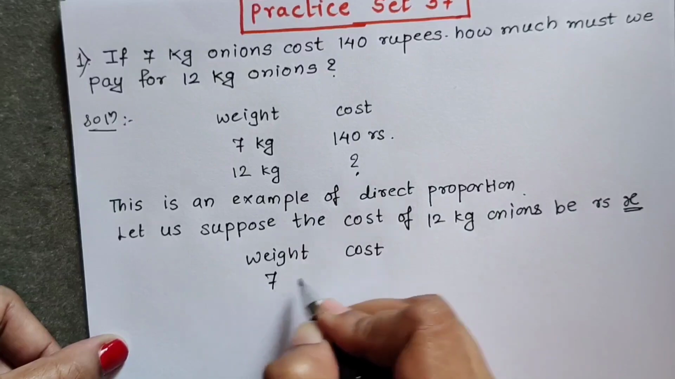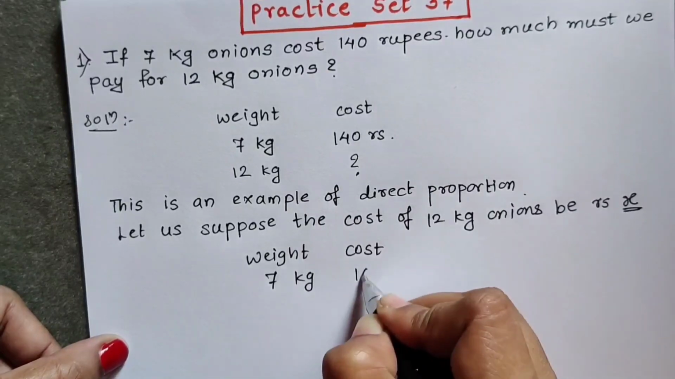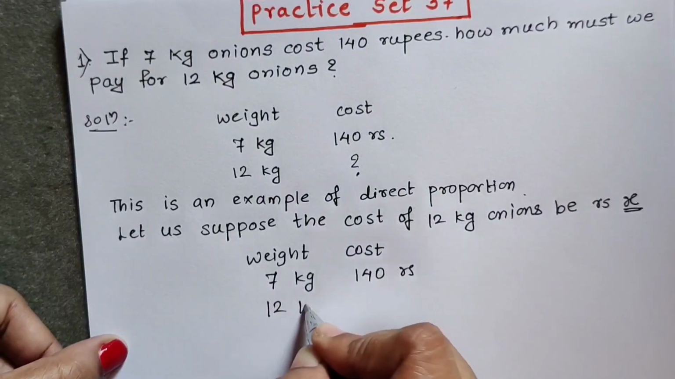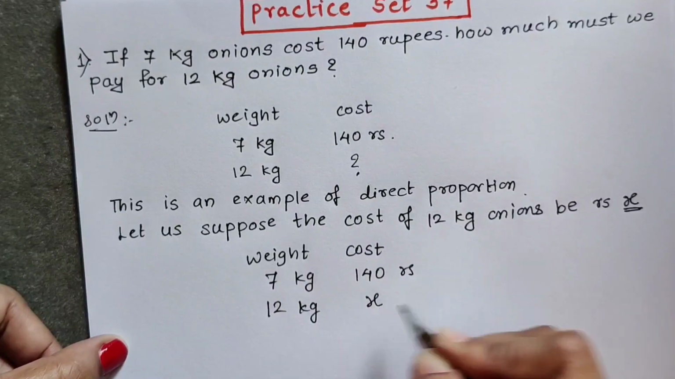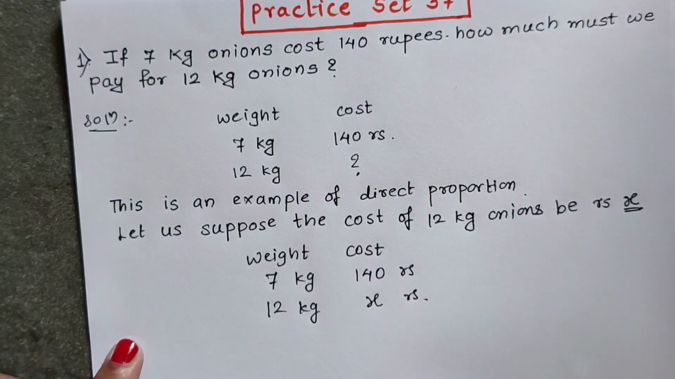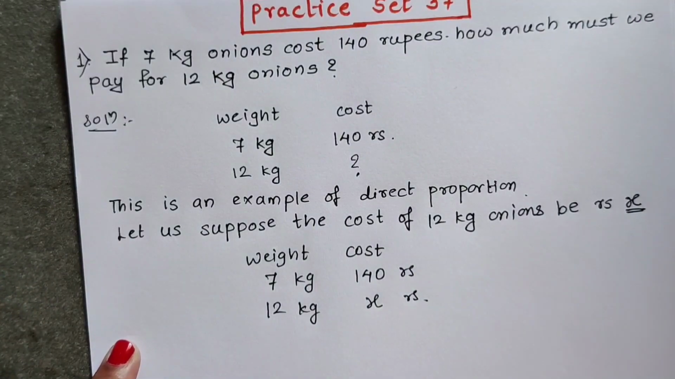For 7 kg, the cost is 140 rupees. And for 12 kg, we have taken the cost as X rupees. Now see children, as this is an example of direct proportion, their ratio will be equal. Their ratio is constant means what? Their ratio is equal.